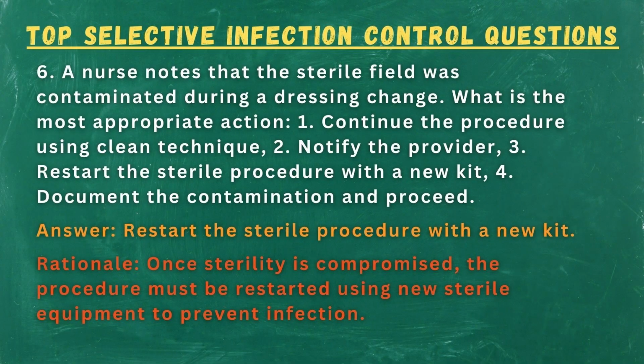6. A nurse notes that the sterile field was contaminated during a dressing change. What is the most appropriate action? 1. Continue the procedure using clean technique. 2. Notify the provider. 3. Restart the sterile procedure with a new kit. 4. Document the contamination and proceed. Answer: restart the sterile procedure with a new kit. Rationale: once sterility is compromised, the procedure must be restarted using new sterile equipment to prevent infection.